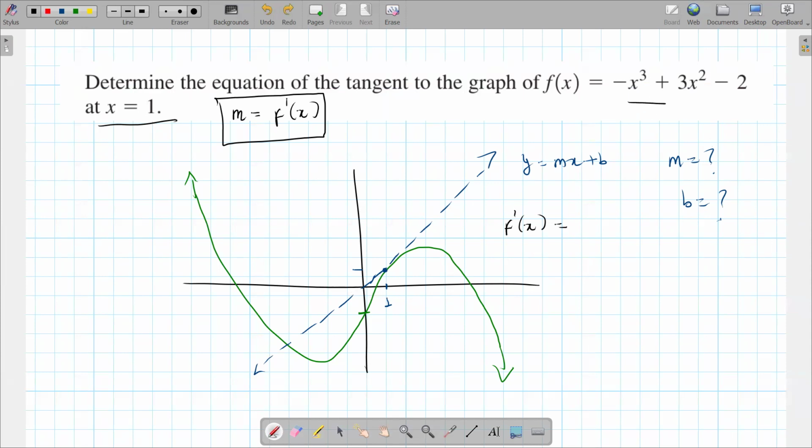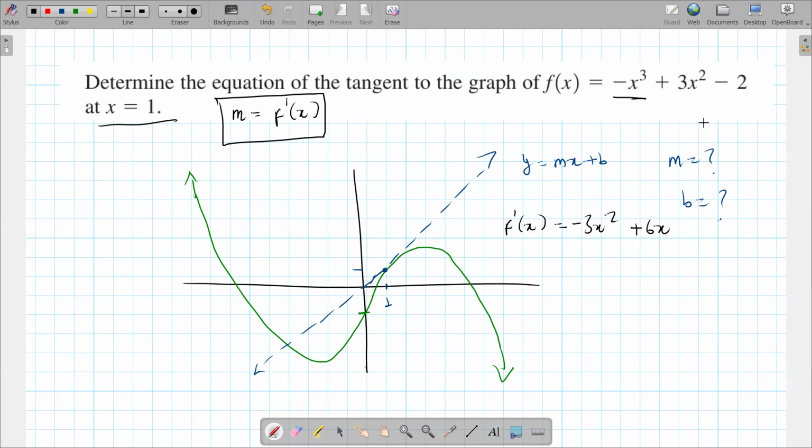So if this is f of x, what's f prime of x? What's the derivative? -3x squared. Yeah? What's the next term? Plus 6x. Plus 6x, perfect.